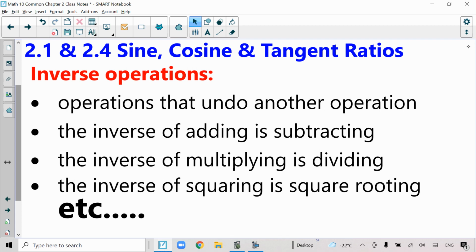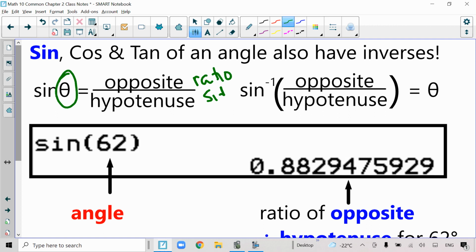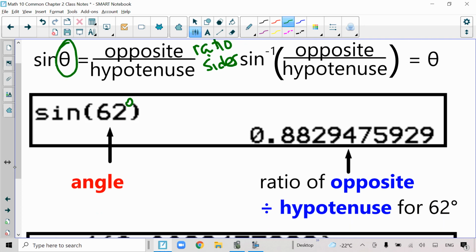But I'm going to teach you trigonometry inverse operations. Sine, cosine, and tangent each have their own inverse operations. Let's talk about sine first. I know that sine of any angle theta is the ratio of opposite over hypotenuse. For example, sine of 62 degrees is equal to 0.88, etc. That's the ratio of the opposite over the hypotenuse for a 62-degree angle.